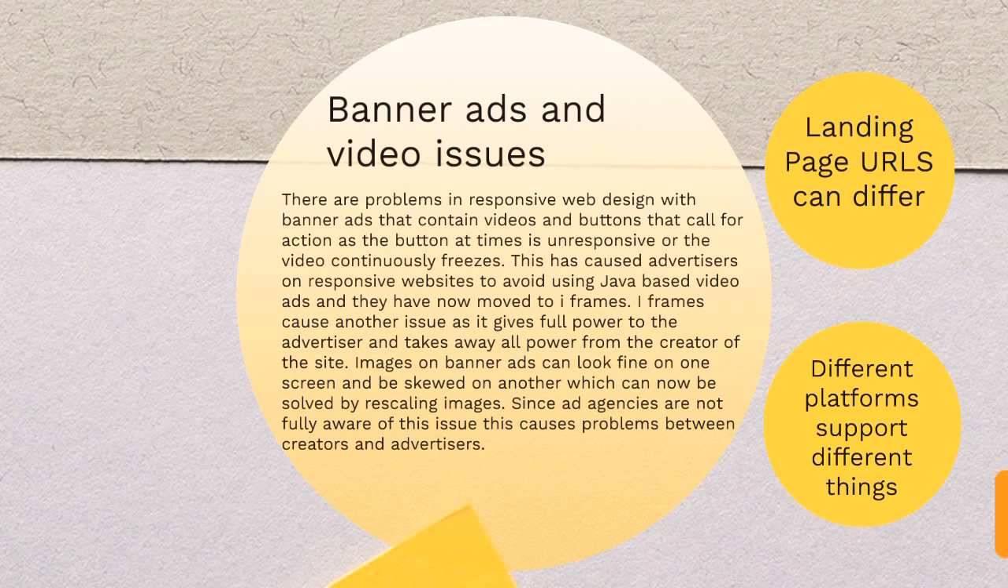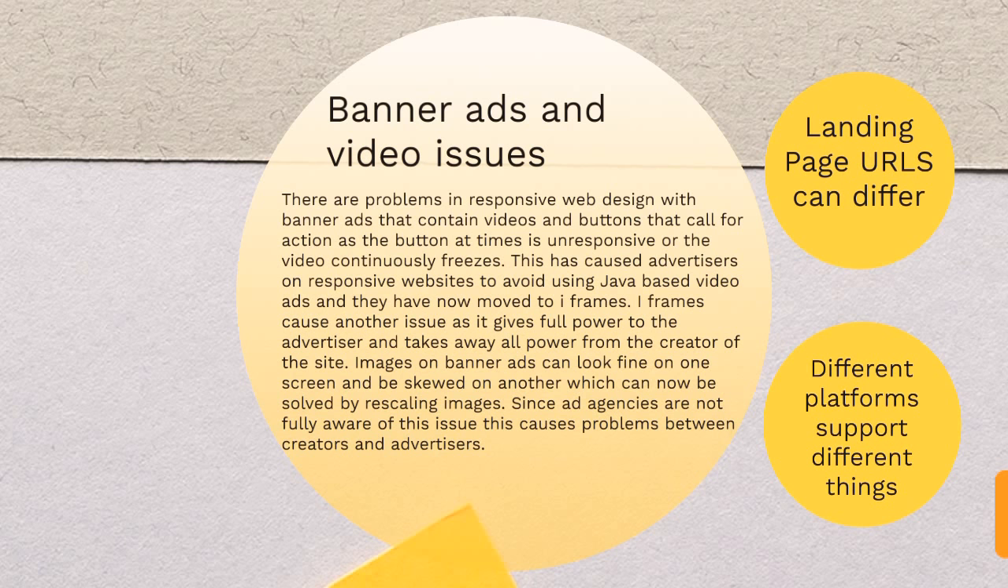This has caused advertisers on responsive websites to avoid using Java-based video ads. They have now moved to iframes. Iframes cause another issue as they give full power to the advertiser and take away all power from the creator of the site. Images on banner ads can look fine on one screen and be skewed on another, which can now be solved by rescaling images. Since ad agencies are not fully aware of this issue, this causes problems between creators and advertisers.